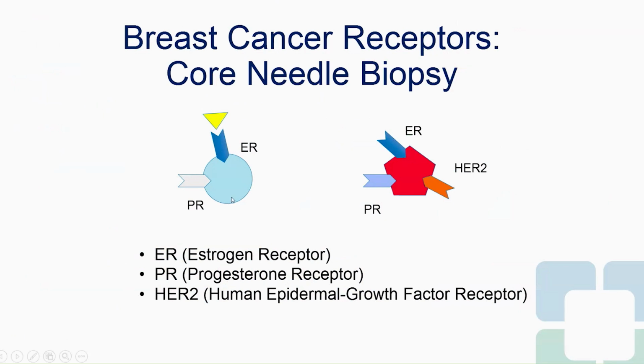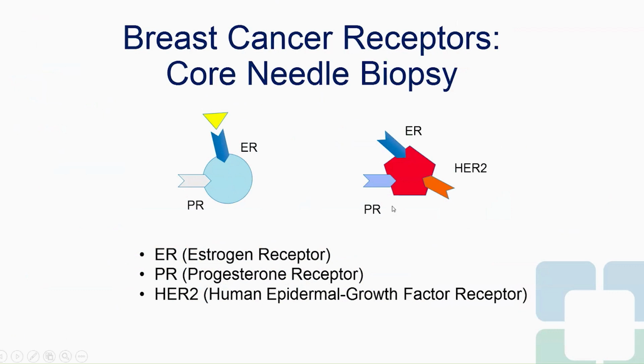Let's look at this cell on the right. So this is a normal breast cell. So the best way to think about it is that a normal breast cell has an estrogen receptor and a progesterone receptor. The hormones in your body, estrogen and progesterone, float around in your bloodstream, attach to this breast cell, and that's what tells the cell to grow and divide.